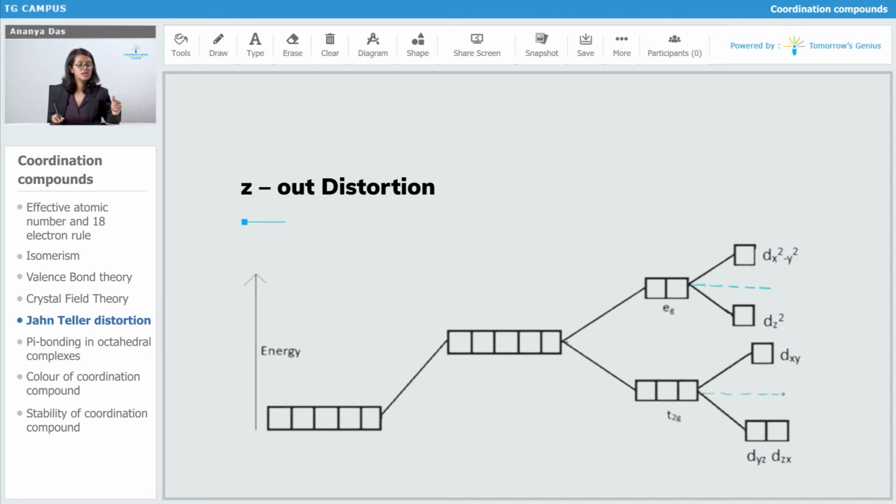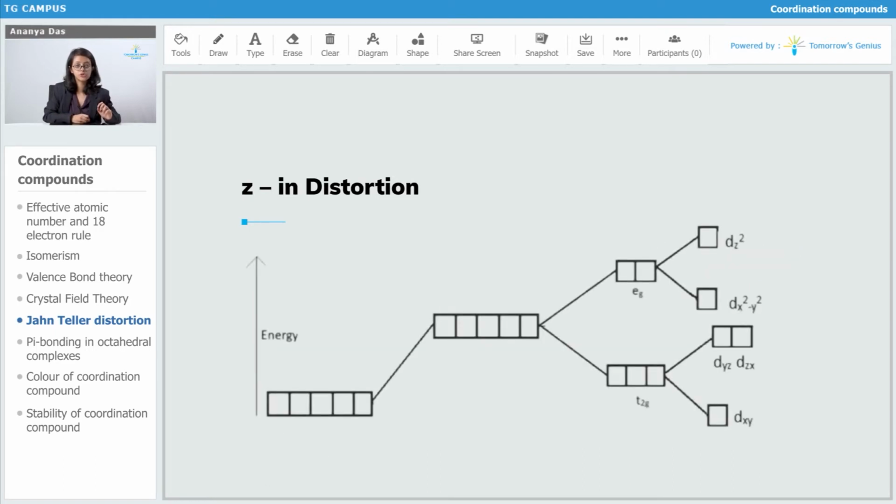And similarly, in the t2g, the dxy is increased in energy and the dyz and the dzx are decreased in energy. This is the Z out distortion. Similarly, we have the Z in distortion also. Z in distortion is the complete opposite of the Z out distortion. Up till eg and t2g splitting, it is the same.